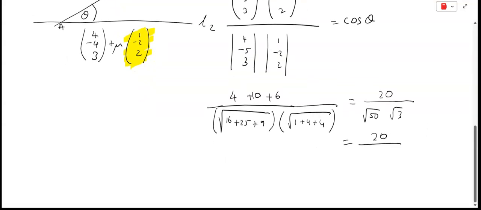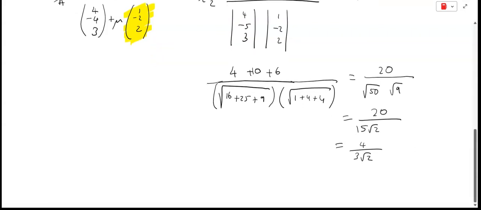So that's 20 over root 50, which is 5 root 2, times 3. This was root 9, wasn't it? So it's going to be 3. So I'm just going to get 15 root 2 at the bottom. You can simplify that if you want, so that gives you 4 over 3 root 2. And if we cos inverse this, we should get the answer. I think that gives you 19.5 degrees. So that's the acute angle.